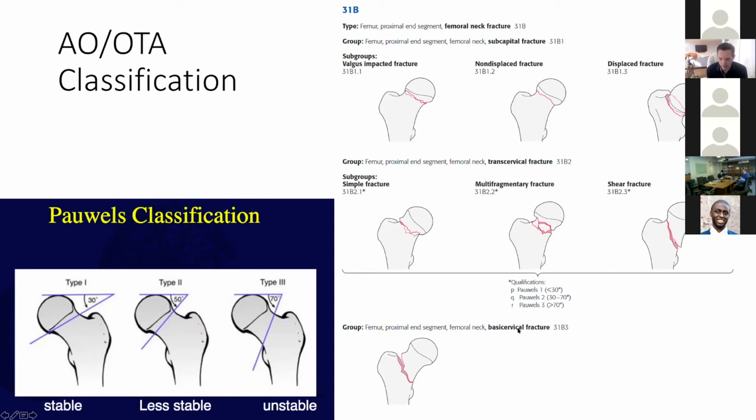And then you have your B3s, which are the basicervical fractures, which, as you will see, are not exactly treated like neck fractures. They're more like trochanteric fractures. They get treated like those.